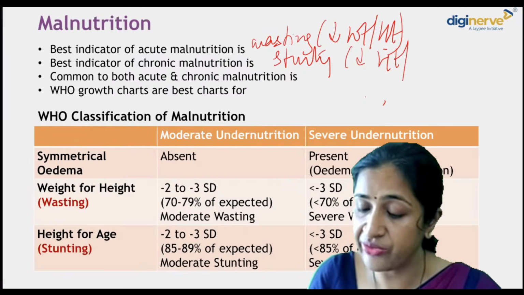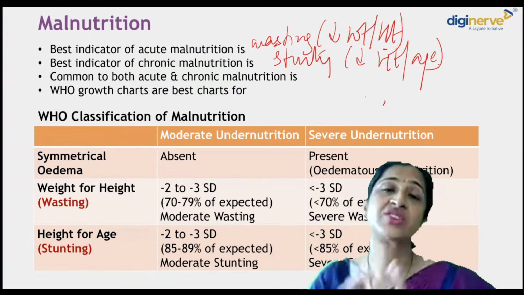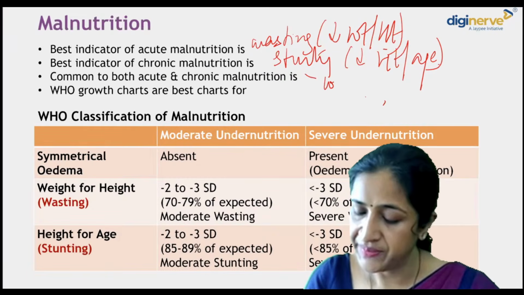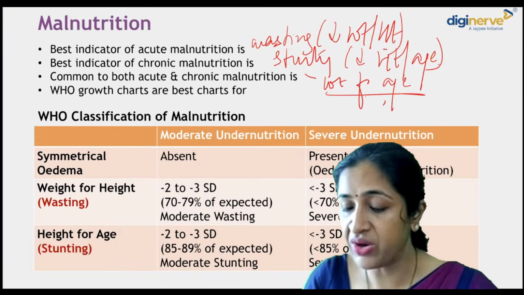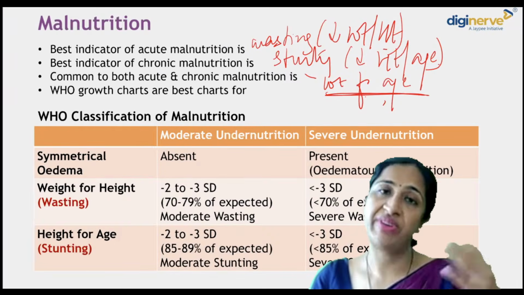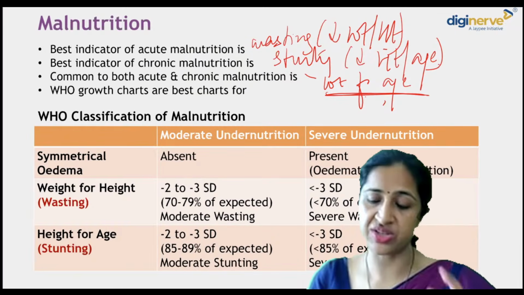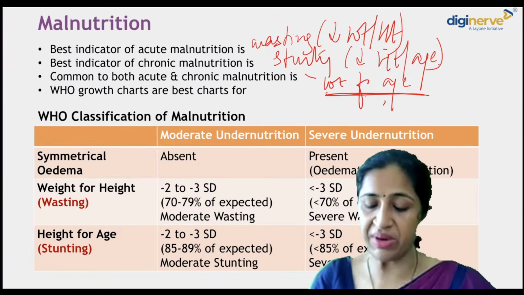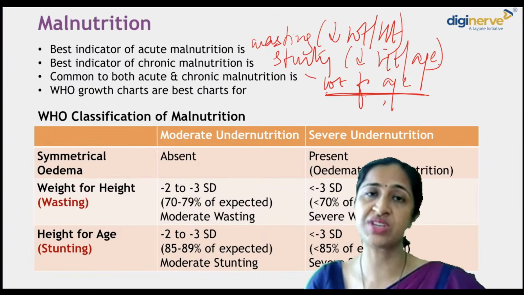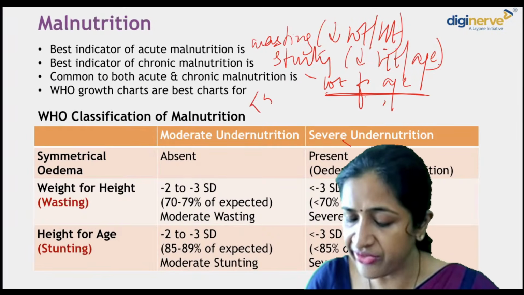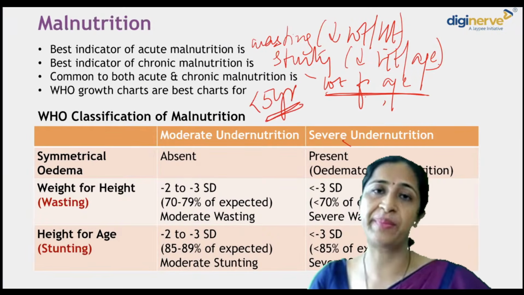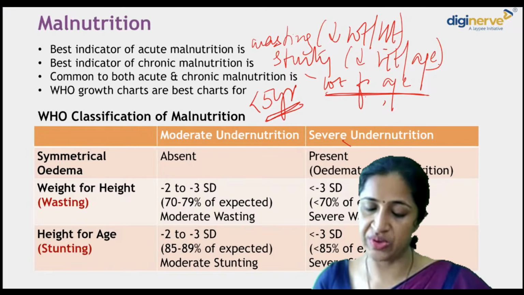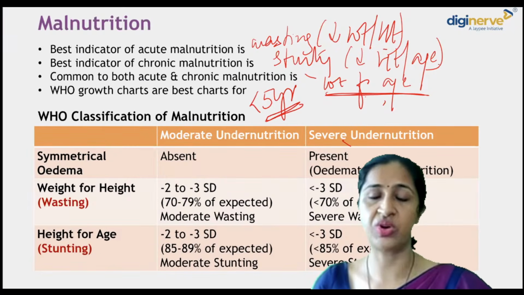Decreased height for age. What is common to both acute and chronic malnutrition is weight for age. Because height for age is only in chronic. Weight for age, after that only, you calculate weight for height. So, weight for age is common to both the definitions in acute and chronic malnutrition. Now, the WHO growth charts are best charts for under 5 children, and they graphically represent the anthropometric parameters. They are sequenced for age and gender. Okay.